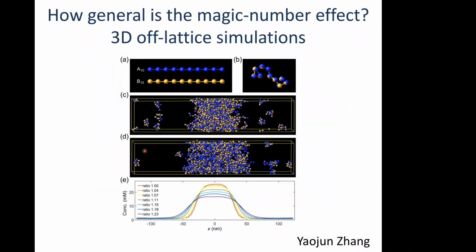For those of you, again, who are interested in higher dimension, June has done some beautiful simulations off lattice in 3D. This looks like your SIM-SUMO poly-SIM system. And you can see that when you let this system evolve now under molecular dynamics, it will form a condensed phase and a dilute phase. This difference here has to do with the different stoichiometries. But to be reassuring to you, there really is still a magic number effect.